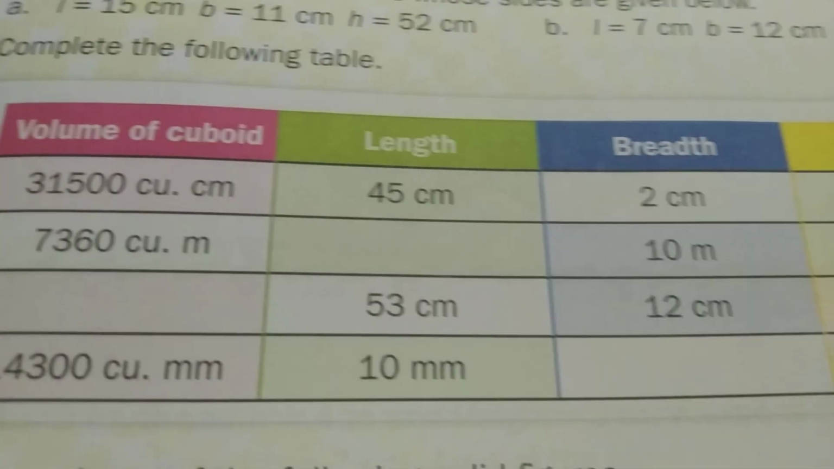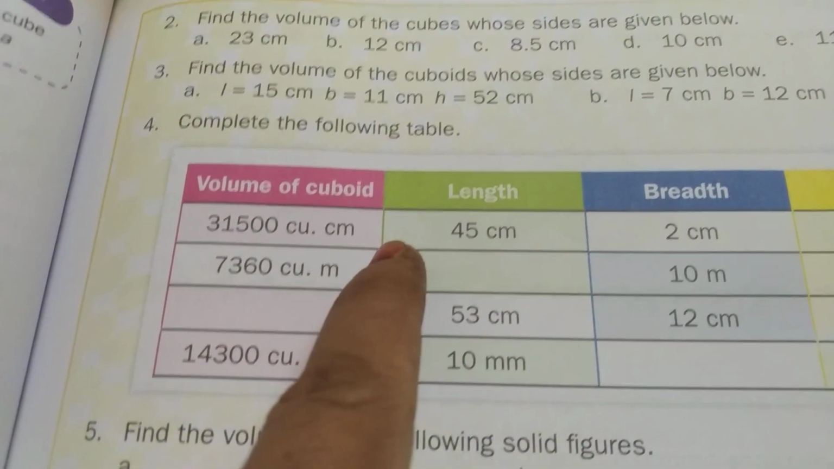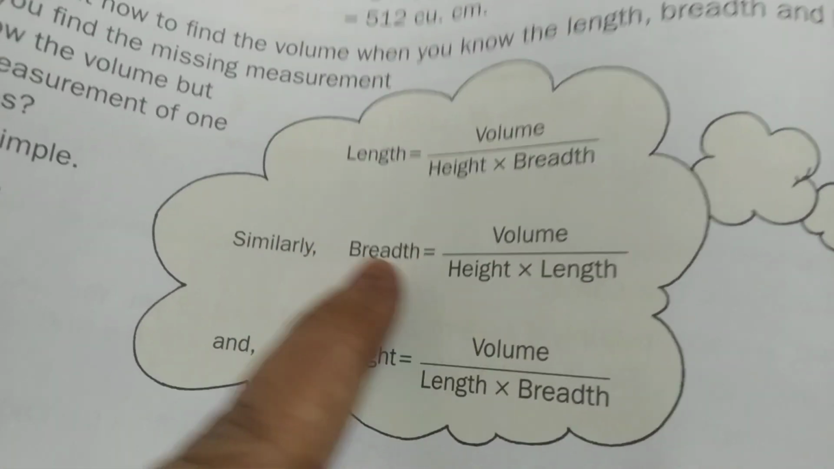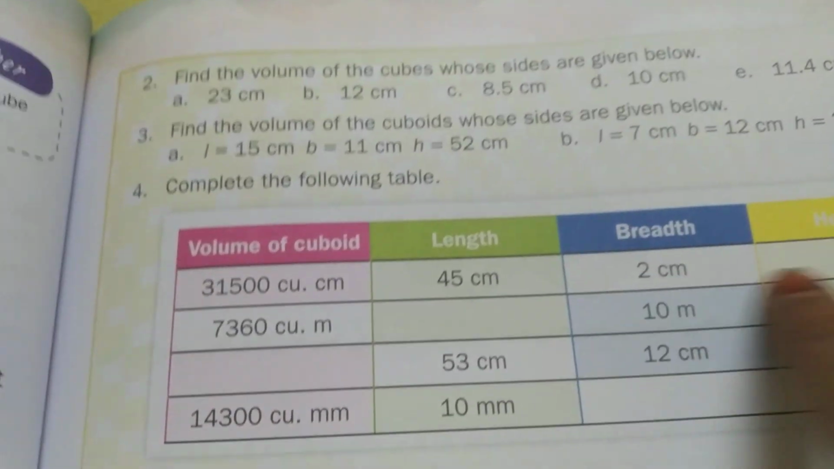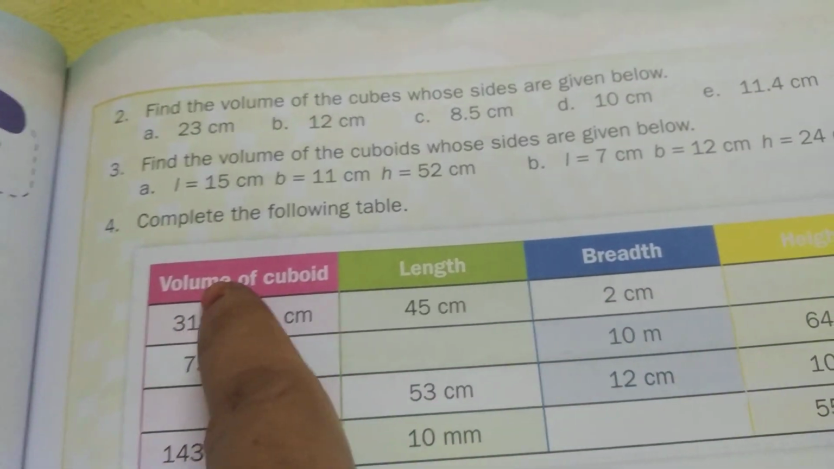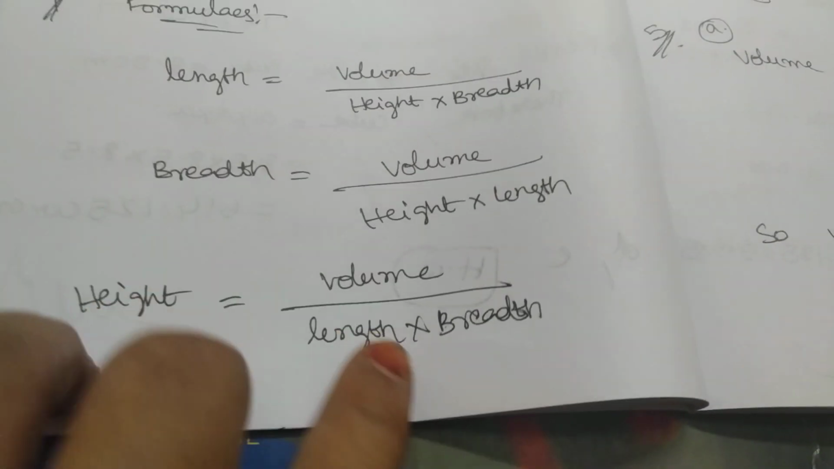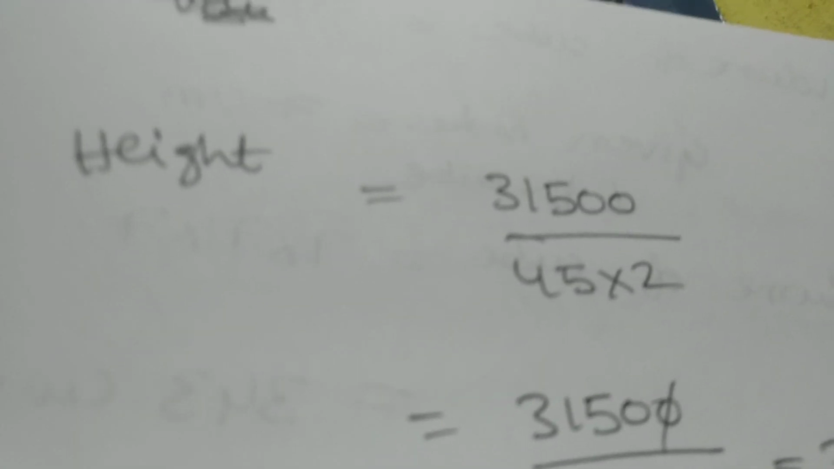In this manner, we need to solve the problem. Based on this tabular form and these formulas, we need to find the given values. They gave length, breadth, volume. Height, they didn't give. So what is height? Volume by length into breadth. So height is equal to volume by length into breadth.